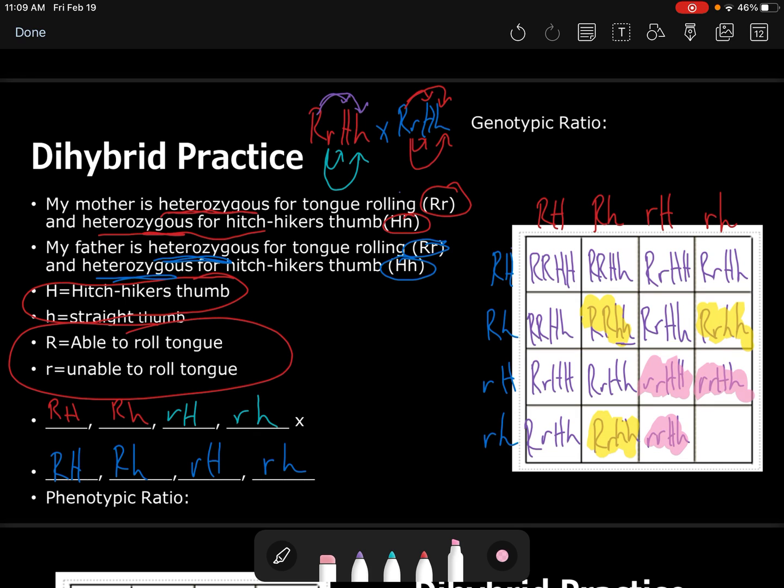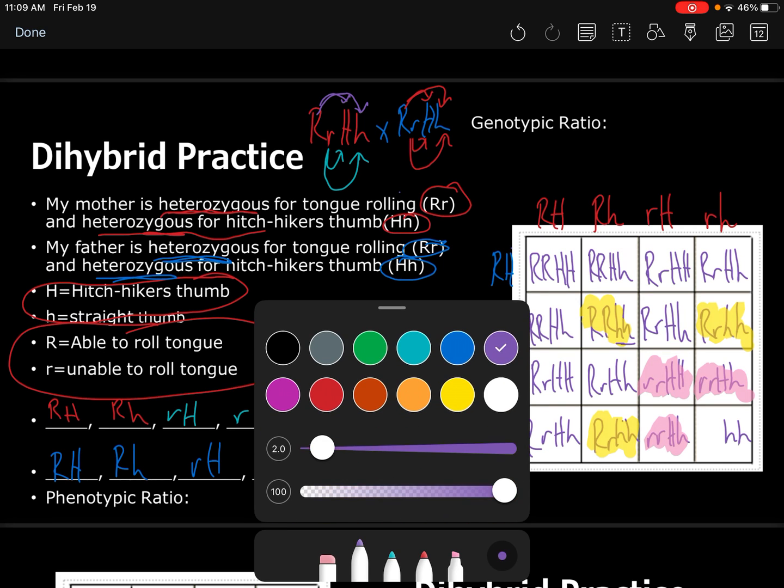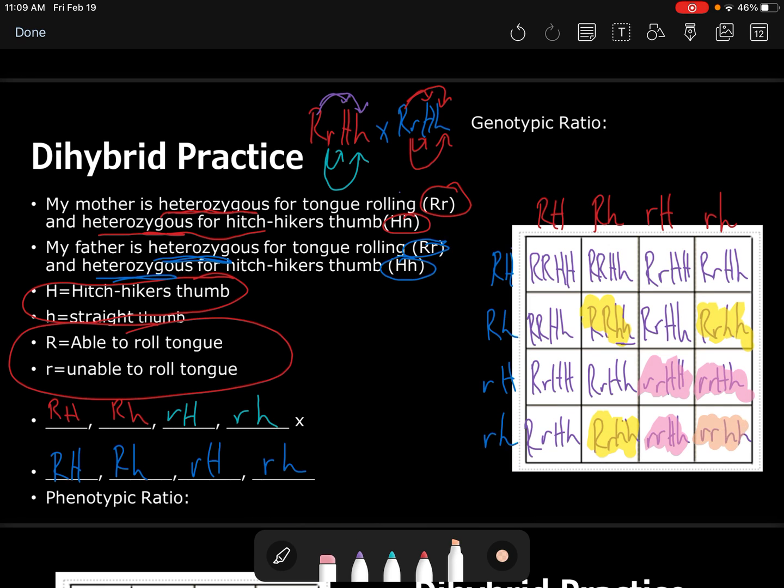And that will be the final spot where we have two little r's present. And then finally, we have little r, little h, little h. And this is going to be the only spot where we have a recessive. Okay, so if we look at the genotypic ratio, actually let's take a look at the phenotypic ratio first.